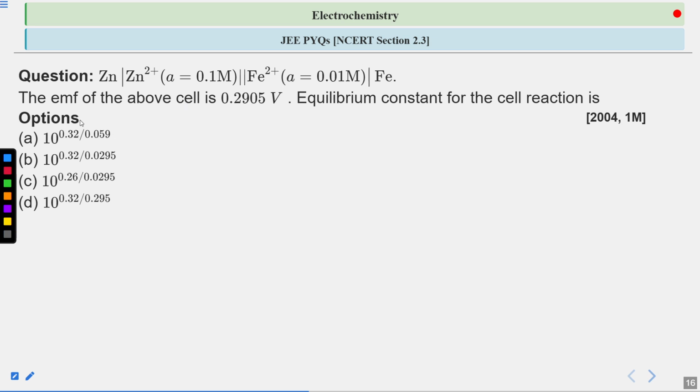The options given for this question are: 10 to the power 0.32 divided by 0.059, 10 to the power 0.32 divided by 0.0295, 10 to the power 0.26 divided by 0.0295, or 10 to the power 0.32 divided by 0.295. So you are given some time. Try to solve this and then we will see what the correct answer will be.